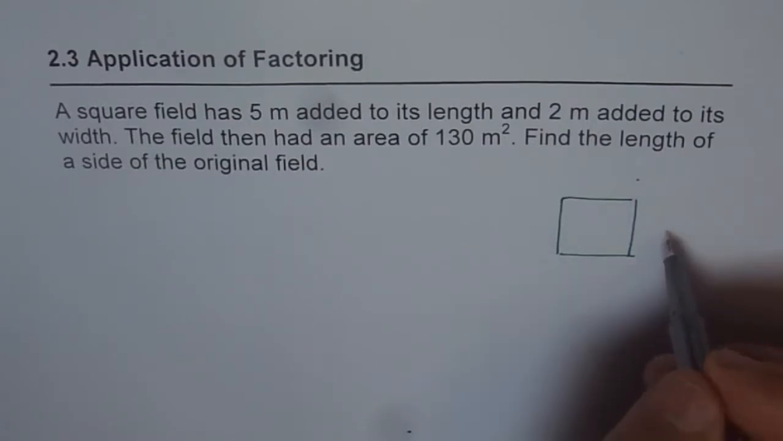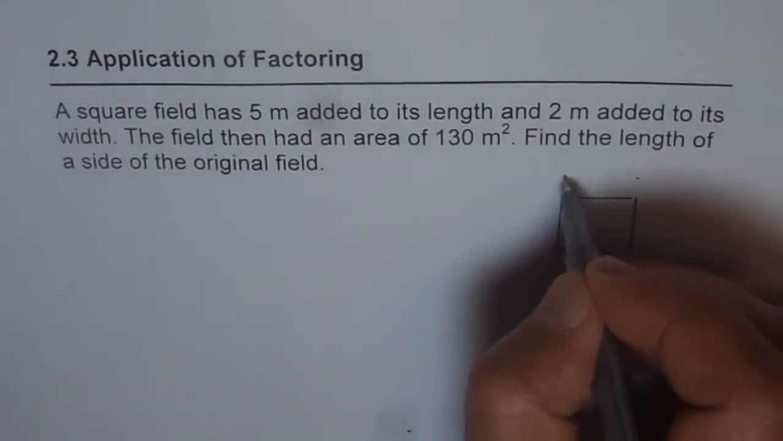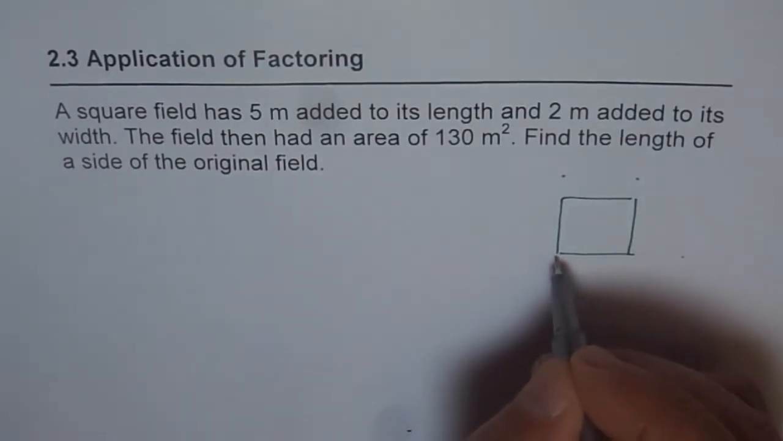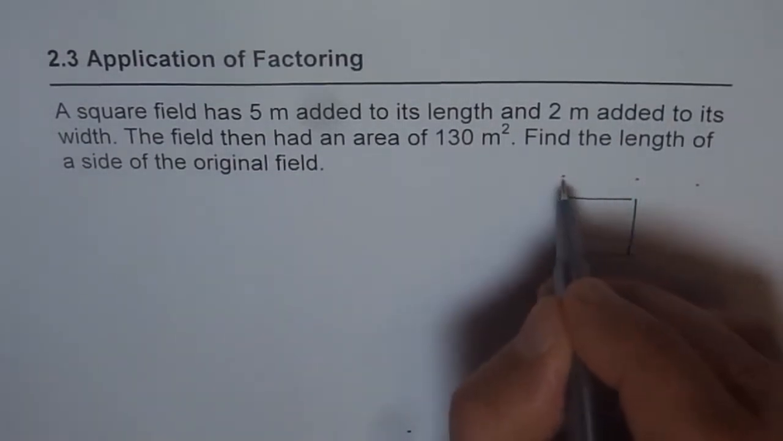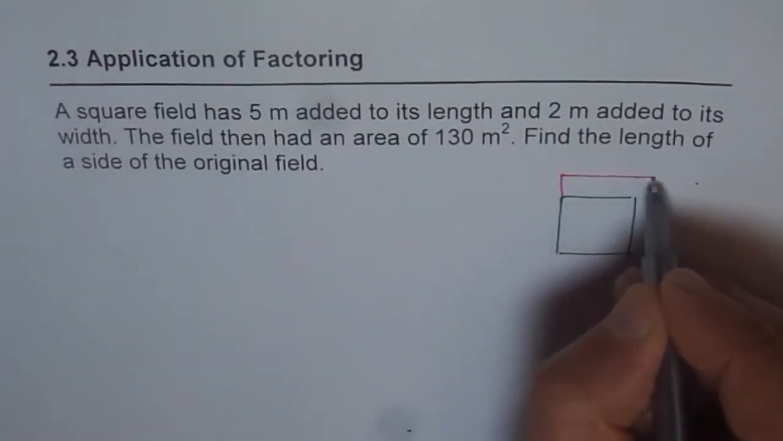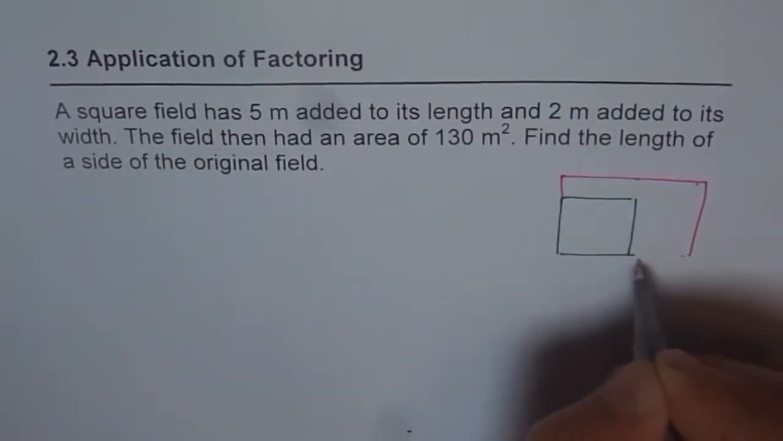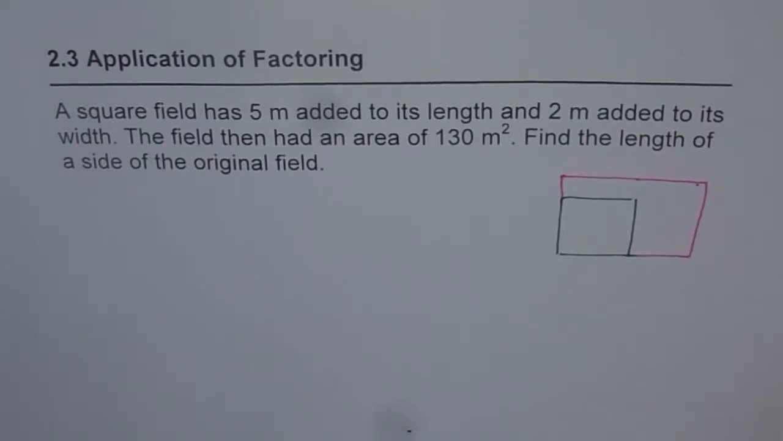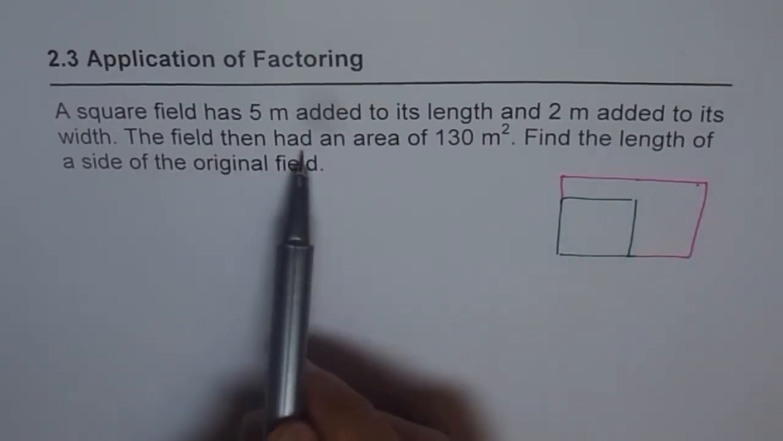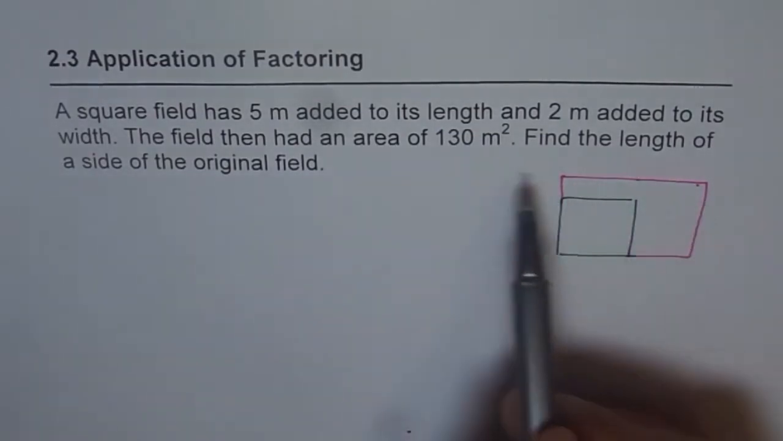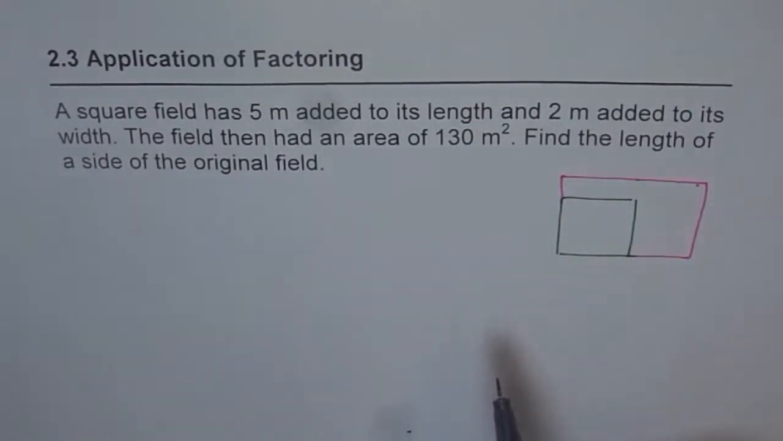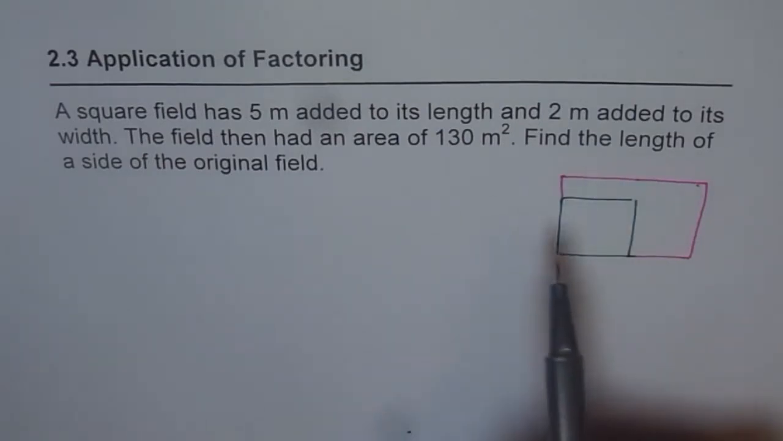So it becomes kind of a rectangle. So let me just draw a rectangle which is an extra 2 meters wide and 5 meters long, right? So we get a rectangle where I'm extending my square field and making it a rectangle here. Now it says that this particular rectangle, the field, has an area of 130 meters squared. So this rectangle has an area of 130 meters squared. Find the original length, right?